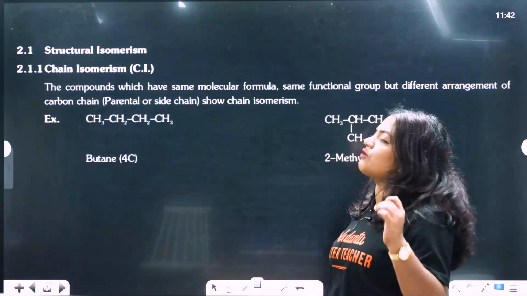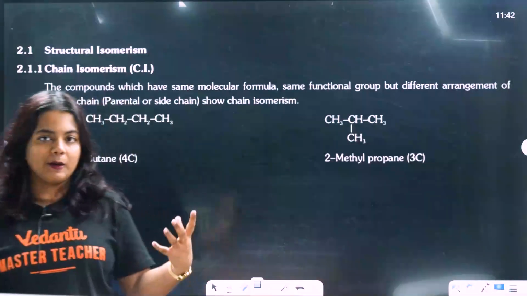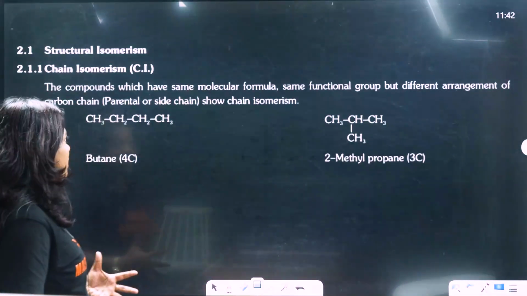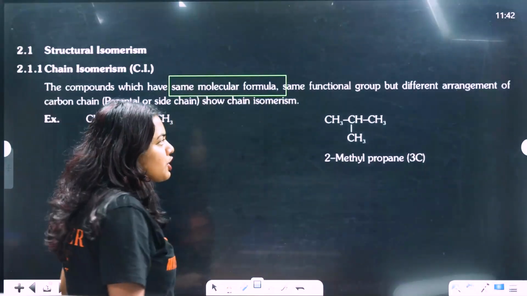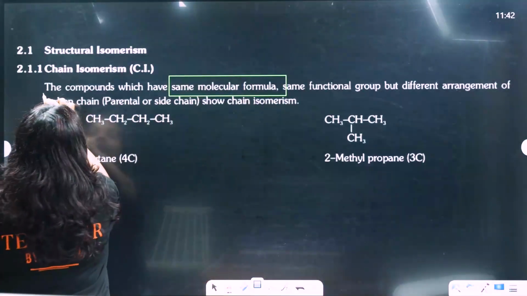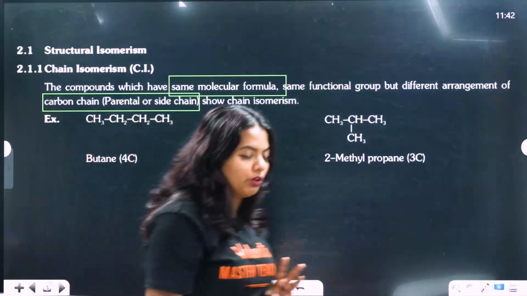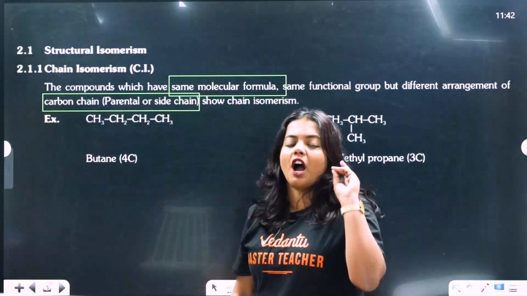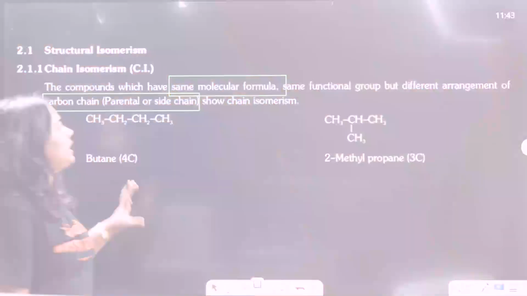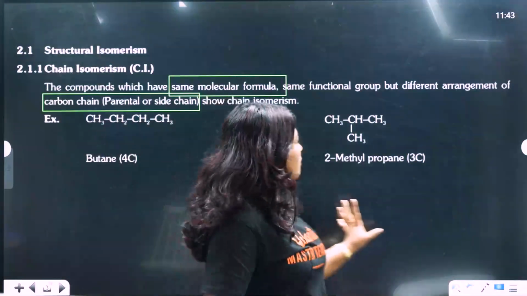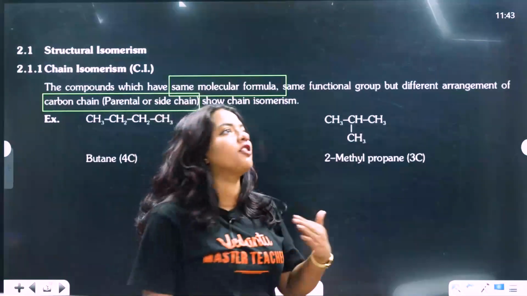Next, first one, in structural isomerism, you are going to discuss chain isomerism. Chain isomerism is where the compounds have the same molecular formula and the same functional group, but a difference in the arrangement of the carbon chain.